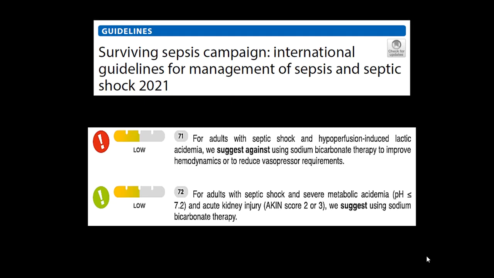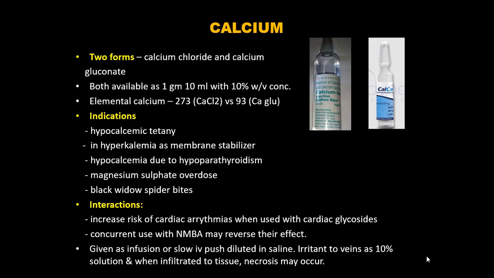Surviving Sepsis Campaign, they are of the opinion that we should not, the suggestion is against the use of sodium bicarbonate therapy to improve hemodynamics or to reduce vasopressor requirement. But for adults with septic shock and severe metabolic acidosis, when the pH is less than 7.2 and AKI with an AKIN score of 2 to 3, we suggest use of sodium bicarbonate therapy.